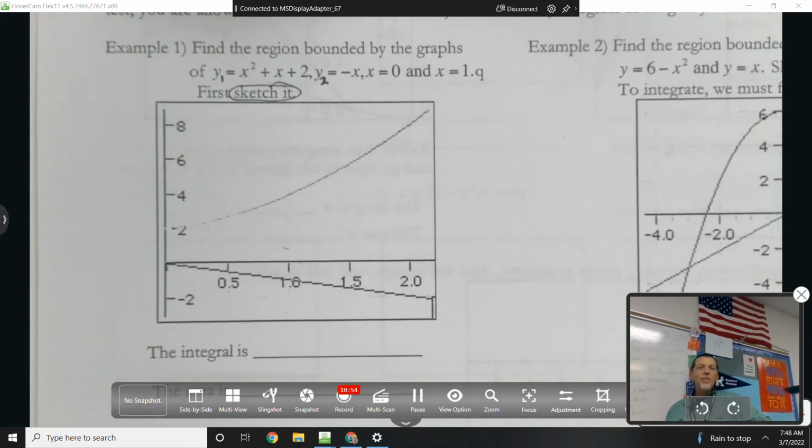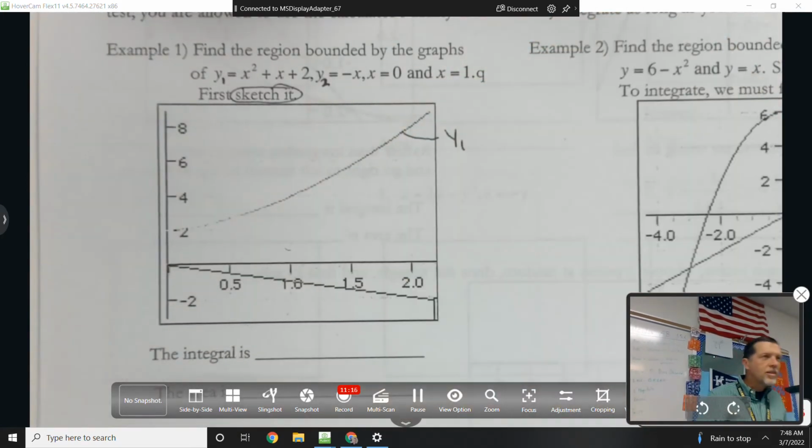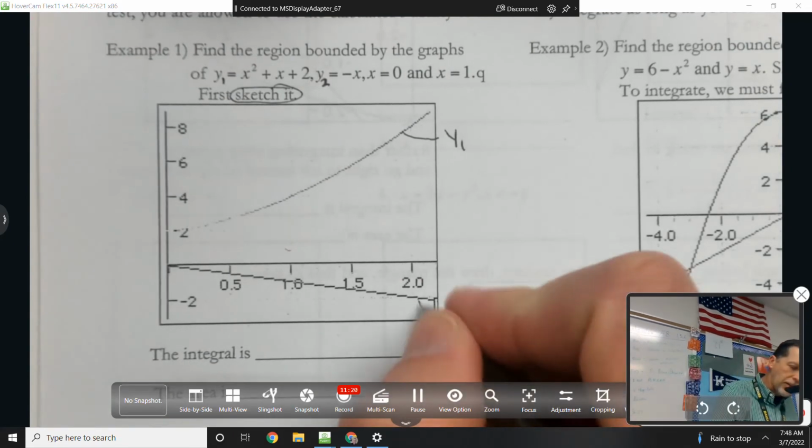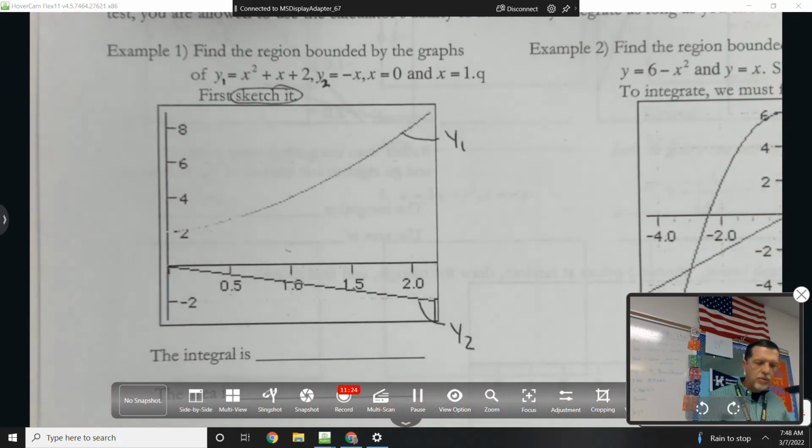Now on this one, I hope you know which one is the top one and which one is the bottom one, just by looking. Do you know which one is the top one? And why? How do you know which one is the top one? Right, the y1 is a parabola. Only one of those is a parabola, so that's y1. I don't have to worry about that one. The bottom one's a line, slope -1. That one's y2.